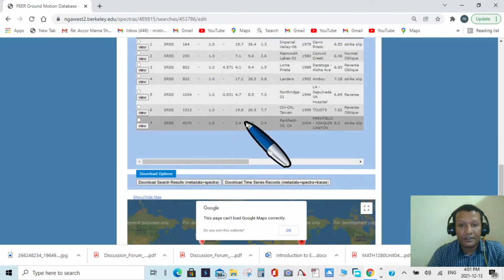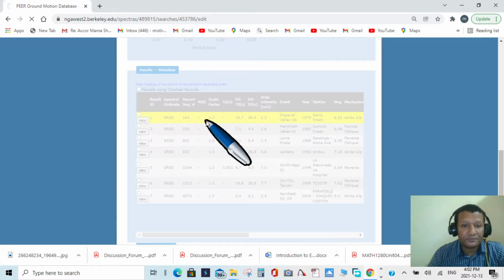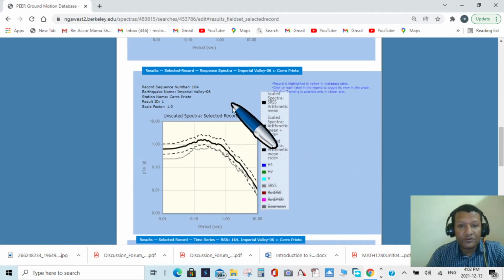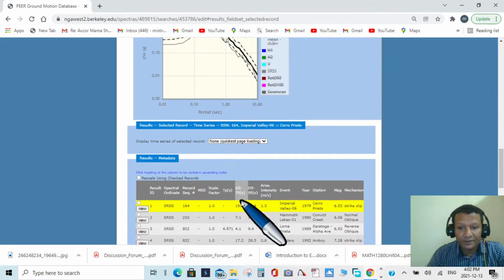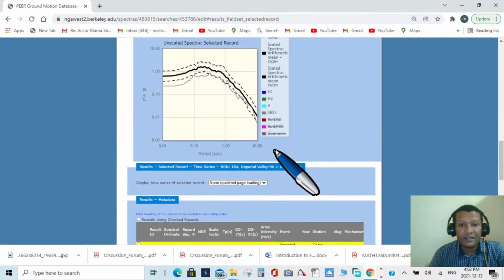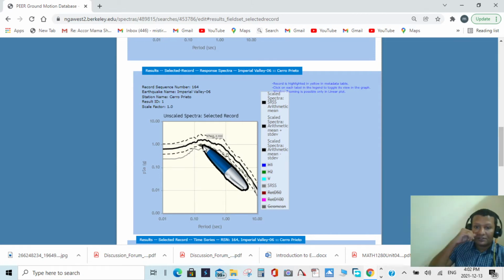And if you want to see anything, you can view it. This is for this earthquake, the Imperial Valley 1979 earthquake. So as you can see, this is the mean, this is one standard deviation up, and this is one standard deviation down.